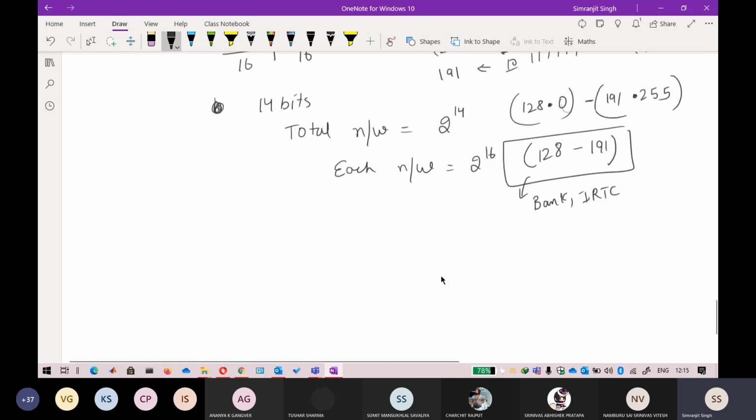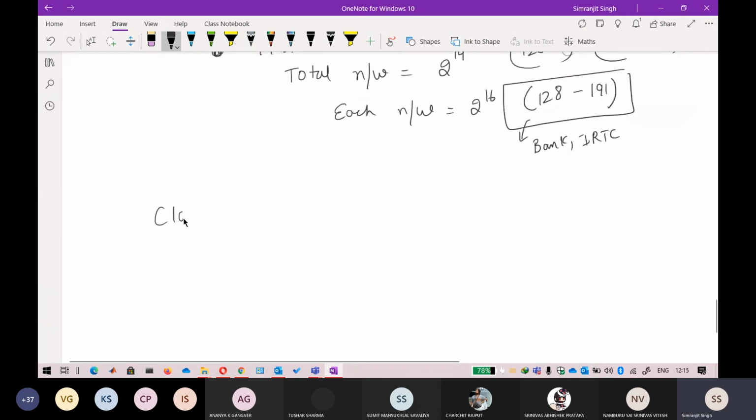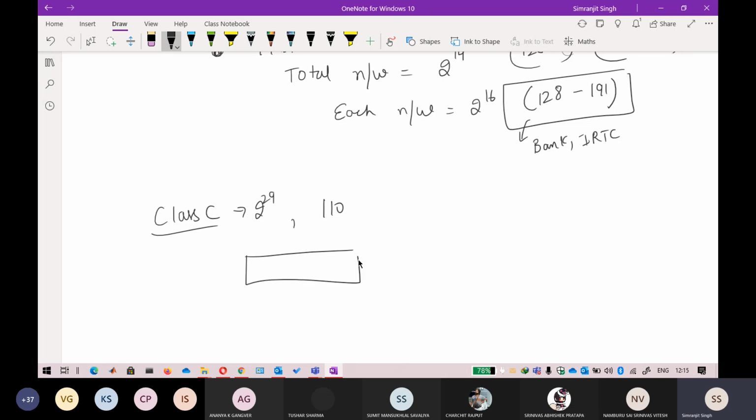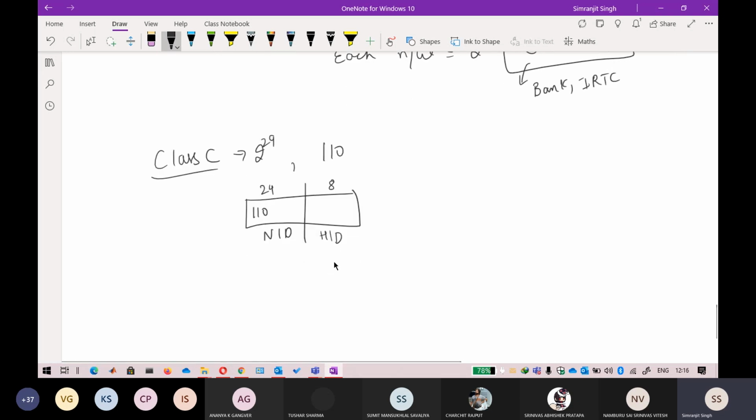Okay, so now class C is again based on the same thing. Two things I know about class C: it is 2 raised to power 29 IP addresses total, and the bits that are fixed are 110. So in this particular case, the first 24 bits are reserved for the network ID part. The last 8 bits are reserved for the host ID part. Okay, so you can again find out what the total networks will be. It will be just 24 minus 3, because you cannot do anything about these 3 bits.